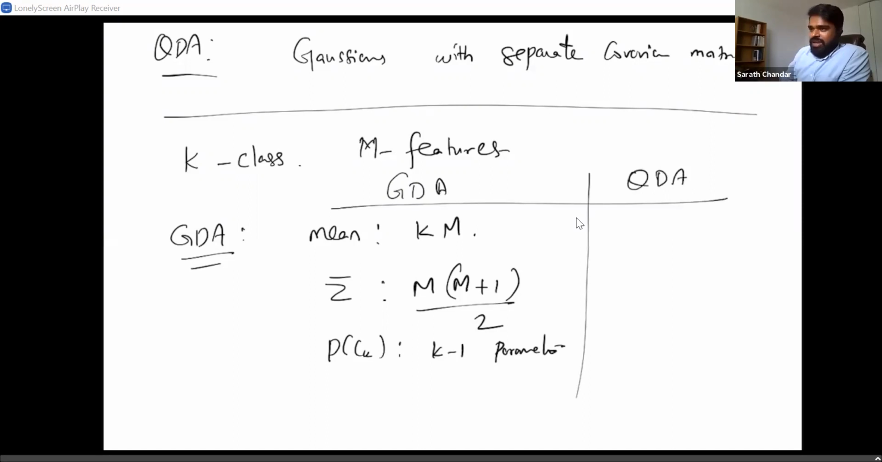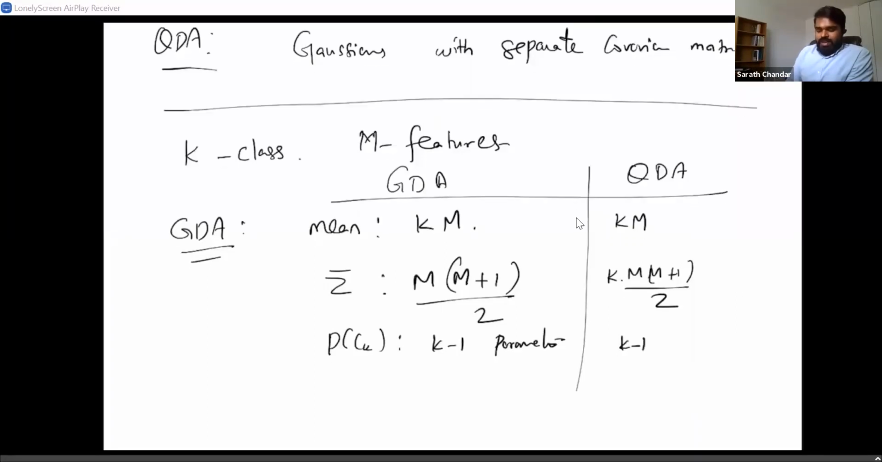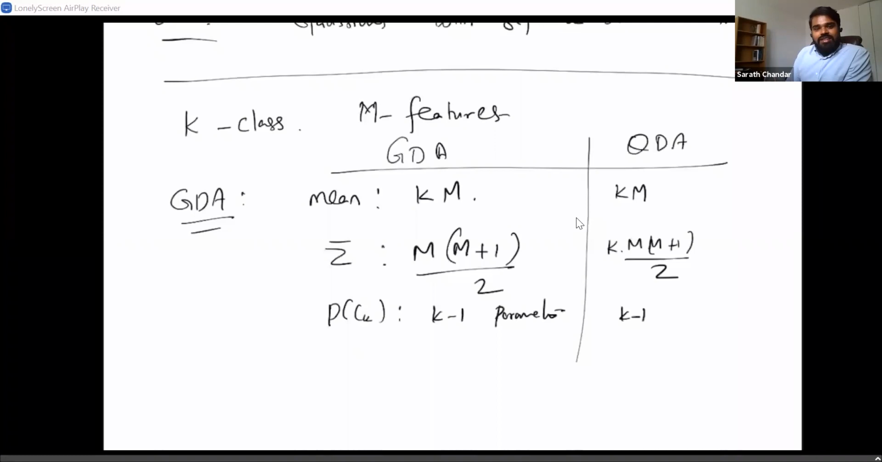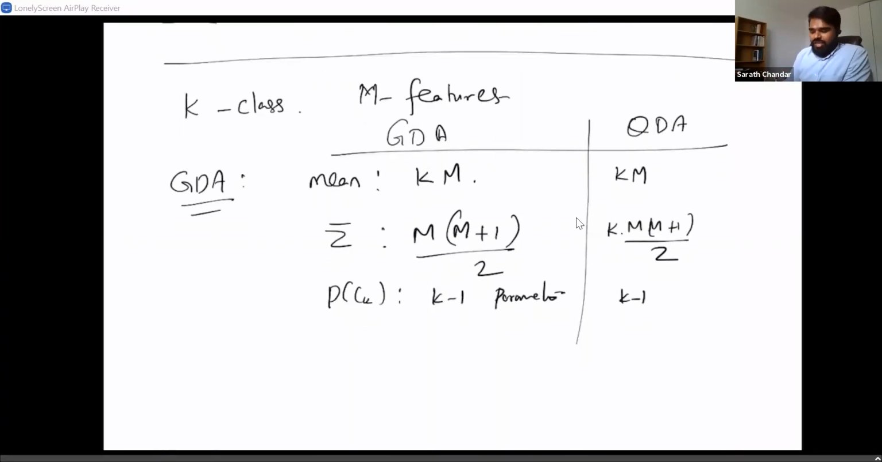In the case of QDA, I would require the same KM parameters for the mean. The covariance matrix, for K classes, I'm going to have K different covariance matrices. So it's going to be K times M into M plus 1 by 2. And this is going to be the same K minus 1. Okay, so now here is the thing. QDA has way more parameters than GDA, right? So this model has more parameters.